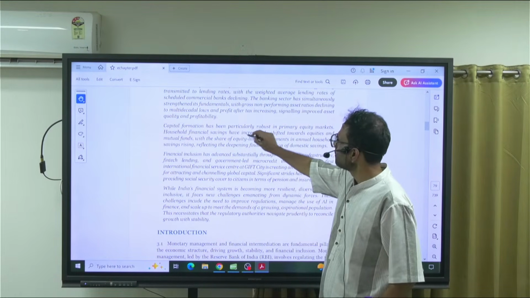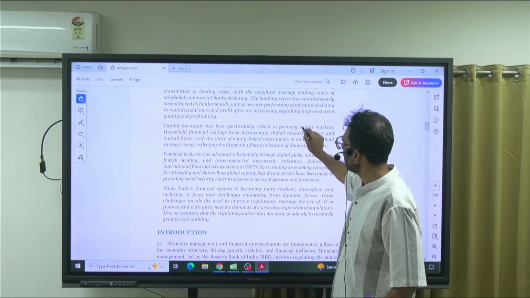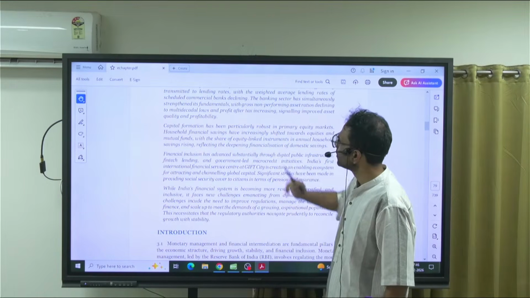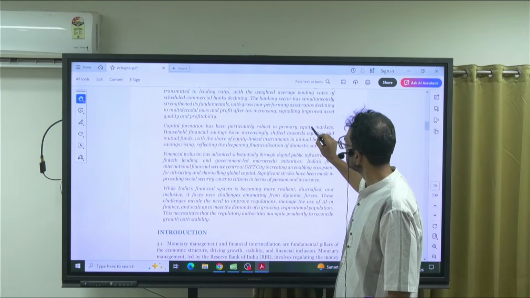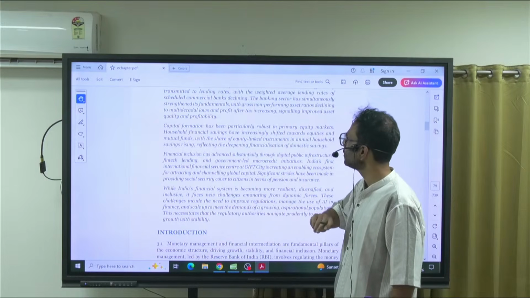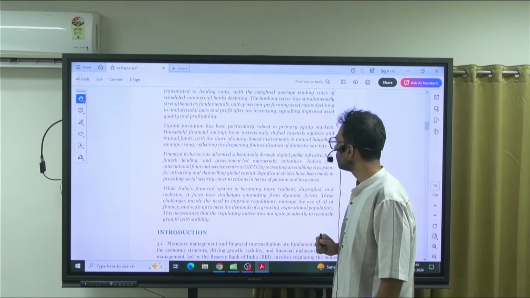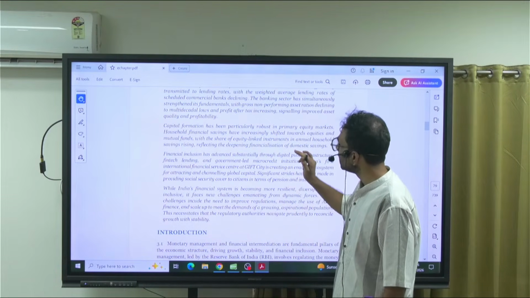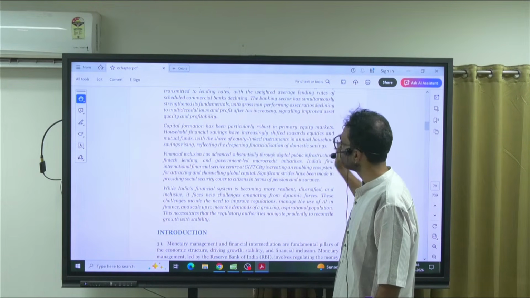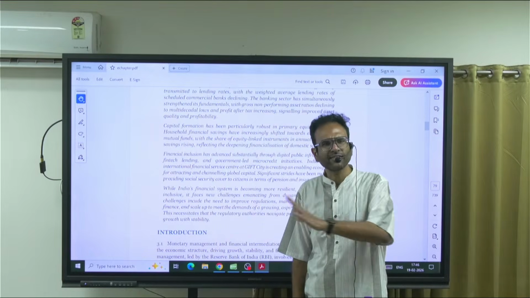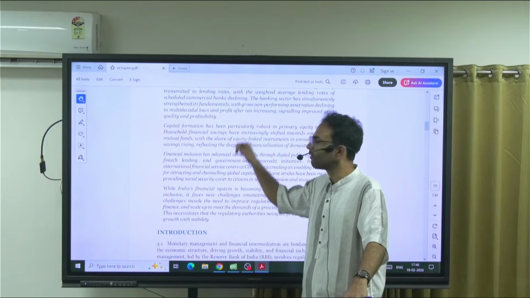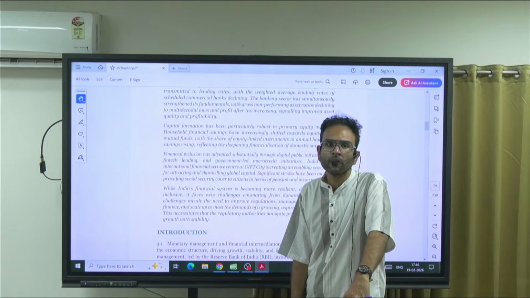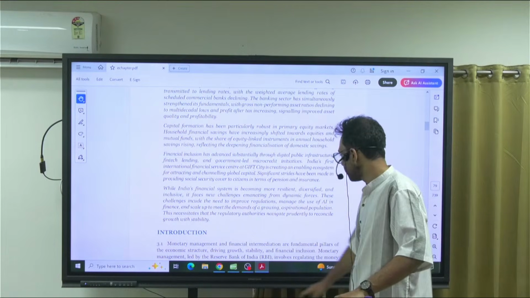Capital formation has been particularly robust in primary equity markets. Household financial savings increased, shifted towards equities and mutual funds, with the share of equity-linked instruments in annual household savings rising, reflecting the deepening financialization of the domestic savings. What did you understand by this statement or this paragraph? Let me explain this with an example.